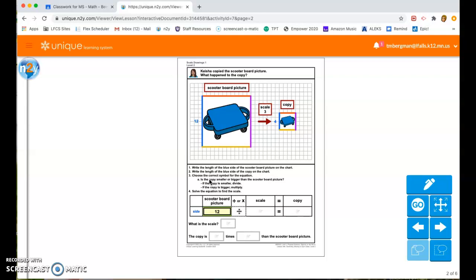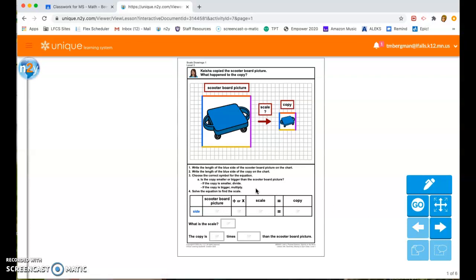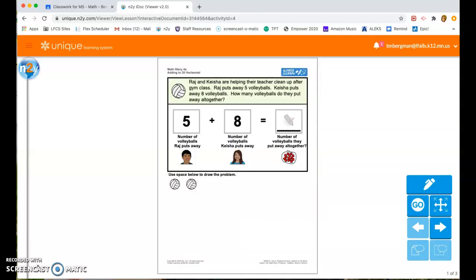So it reminds us right here, is the copy smaller or bigger than the scooter board picture? If it's smaller, we divide. If it's bigger, we multiply. Yours might not have that clue if yours looks like this, but same thing. It tells you what to do and just doesn't give you the answer here. So just think, if the copy is smaller, you divide. If the copy is larger, you multiply.